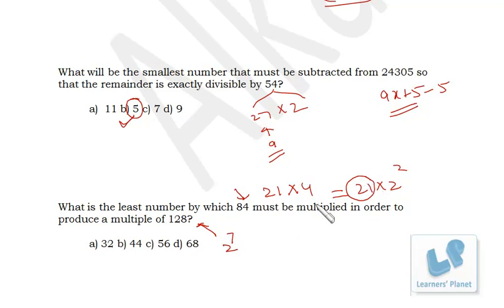This really doesn't matter, because if we have 2 raised to 7, then any multiple of 2 raised to 7 will also be a multiple of 128, right? So here we are having 2 square and we want 2 raised to 7. That means it has to be multiplied by 2 raised to 5. Okay, the least number. So that is 32. Okay, so I hope you are getting it.